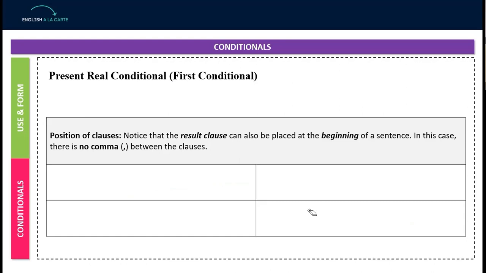Position of the clause. Pay attention. The result clause can be placed at the beginning of a sentence. In this case, there is no comma. So we don't put a comma. The comma is only when you start with if. For example, if it rains tomorrow, comma, we will stay home. So comma, because we are starting with if.